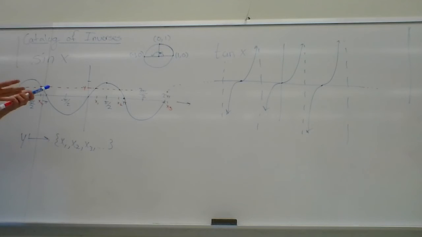So as it is, it's a function. It passes the vertical line test. But if you do a horizontal line, you get all of these possible outputs for any given height. So the inverse is not a function. But it's really helpful to be able to talk about sines and sine inverses and cosine inverses.